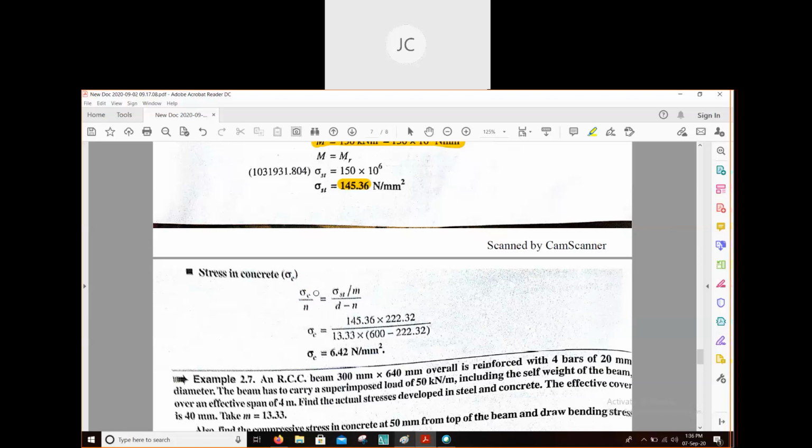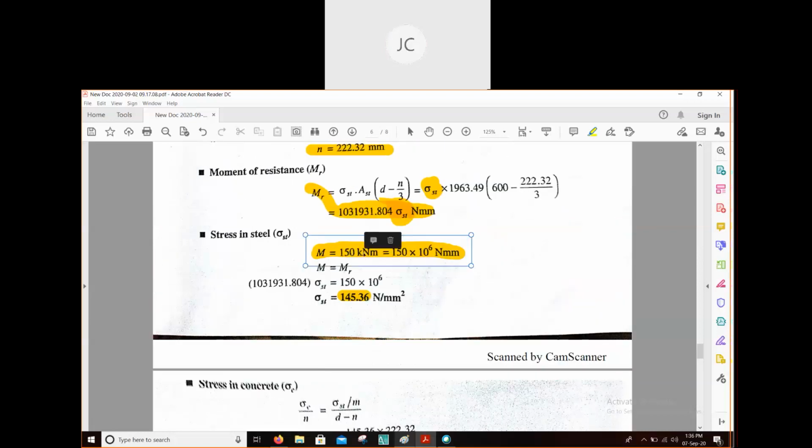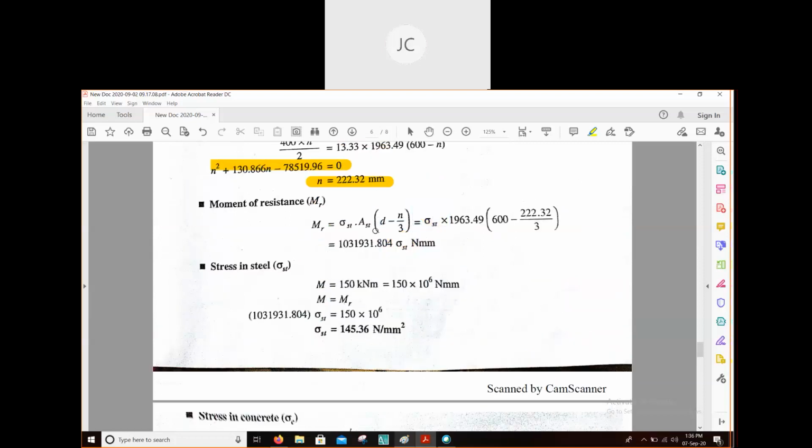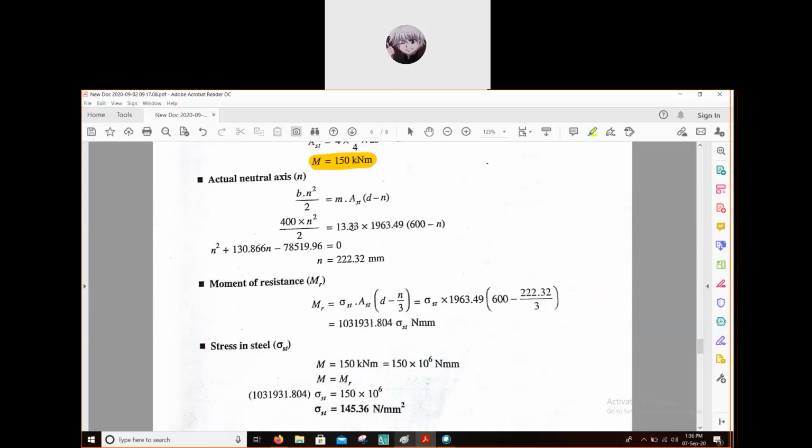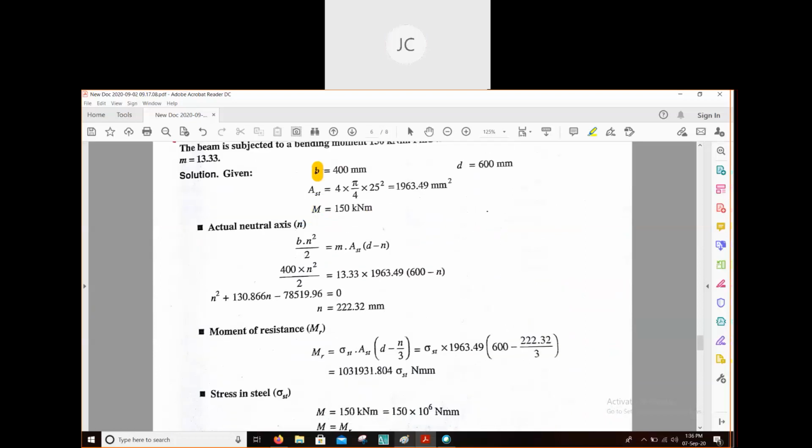Did you get the answer? Did you understand this equation? Okay, and I hope all of you have understood this problem. Very simple question. I don't think it is hard. Can we move to the next problem? Okay.